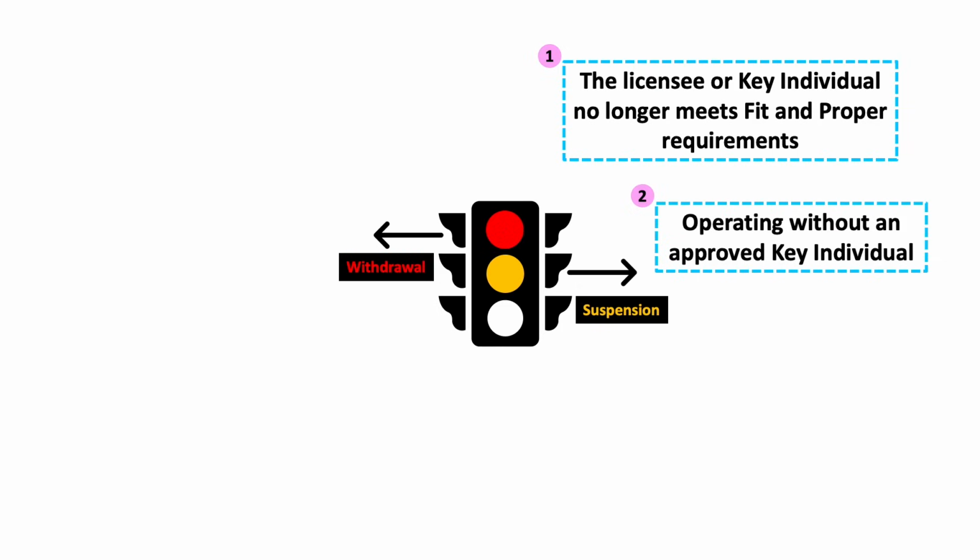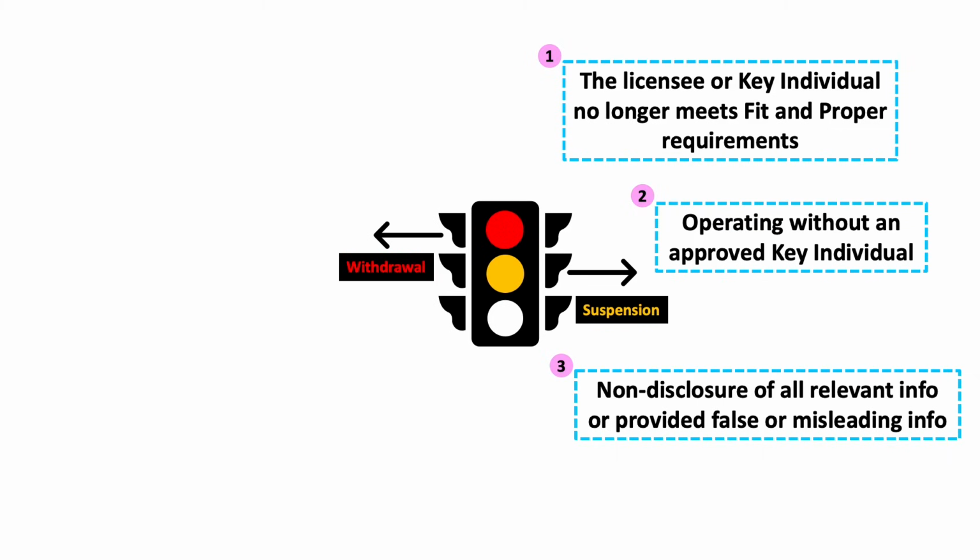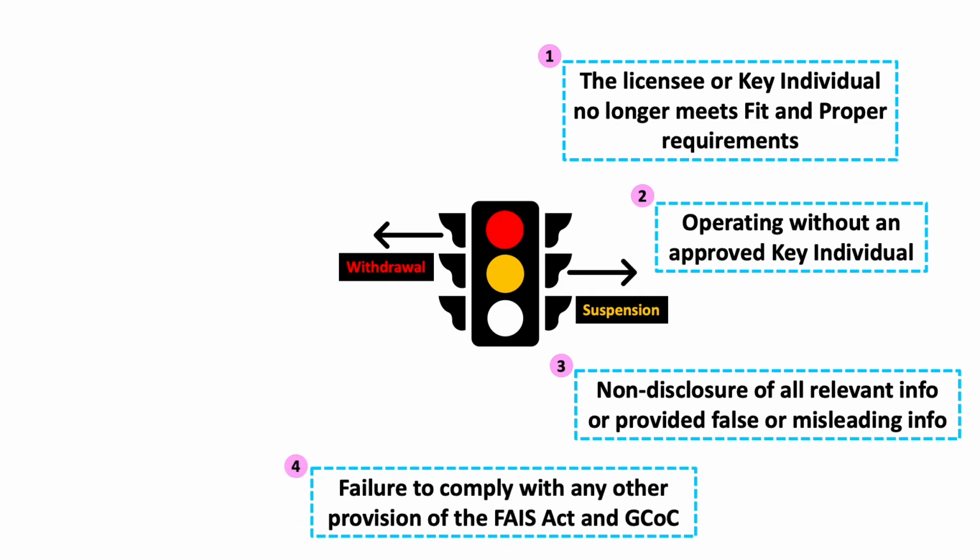You must remember that all FSPs must have a key individual that is approved by the FSCA or registrar or commissioner. 3. The FSP not disclosing all required information when applying for a license or submitting false or misleading information. 4. The FSP's failure to comply with whatever provisions of the FAIS Act and its General Code of Conduct.